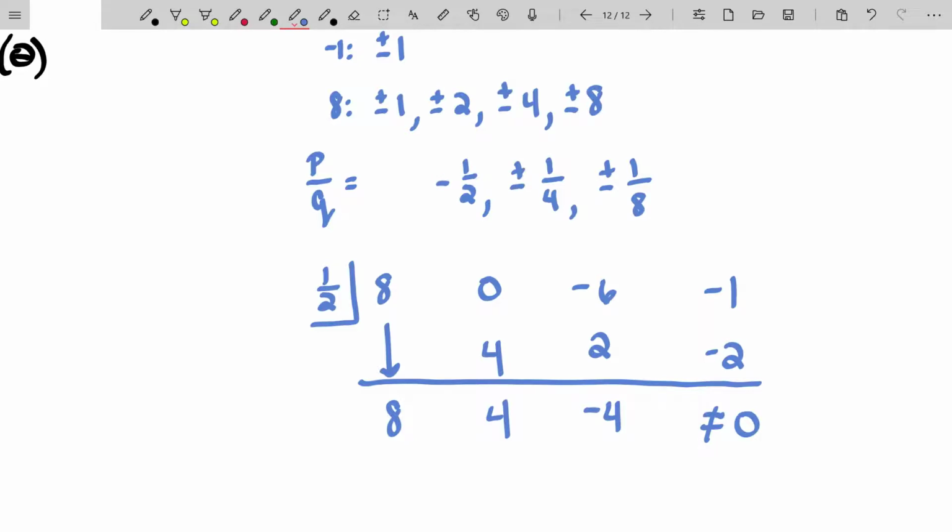So then you go to a negative 1/2. Let me put a negative on here and let me just sweep out all of my previous work. You bring down the 8, multiply it by a negative half, it becomes a negative 4, add those together, multiply that by a negative 1/2, it becomes 2, add those together, right? And you multiply that by a negative 1/2, it becomes a 2, and that's non-zero. So again, that's out of play.